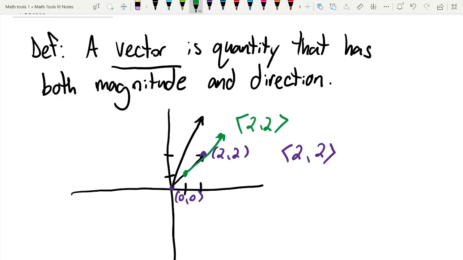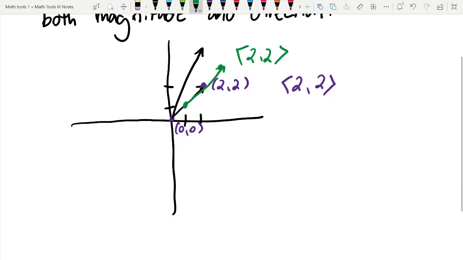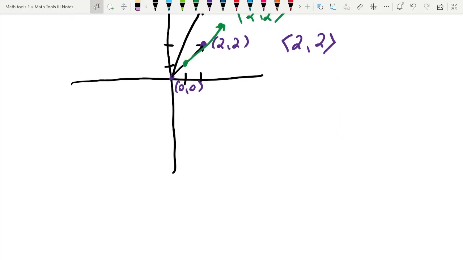So a vector is a quantity that has both magnitude and direction. We can have several vectors with the same magnitude and direction. So it might be hard to distinguish between them. So in that case, we would call them equivalent vectors. Okay, and we'll get into this notation and the naming in a little bit more. I'll write that down as a definition.